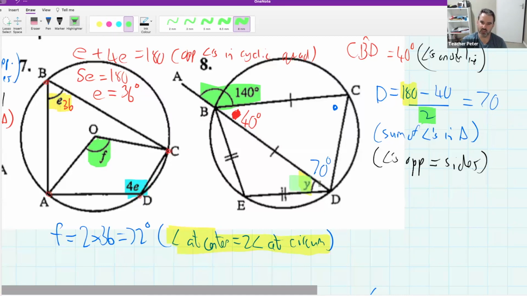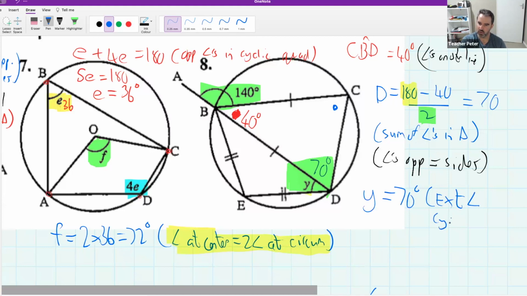Well, it feels like this one over here should be 140 to me. Well, it doesn't just feel, I actually know it. So then what does y have to be? Well, the only way that these two are going to be equal is if y is 70, and then I go exterior angle, cyclic quad.